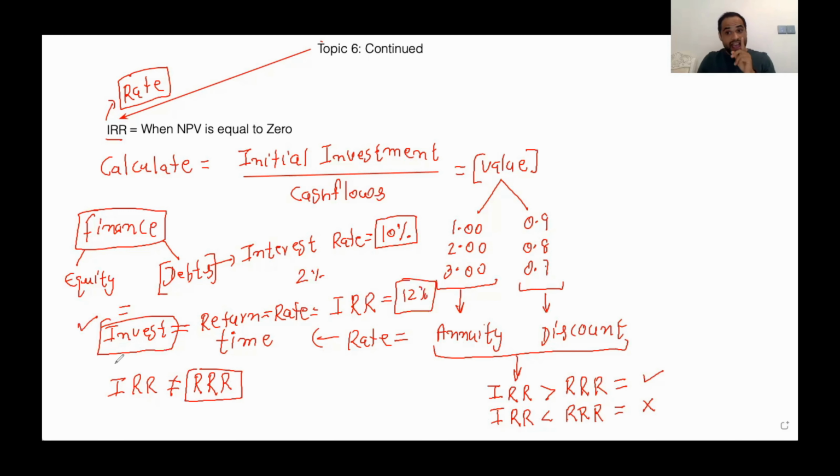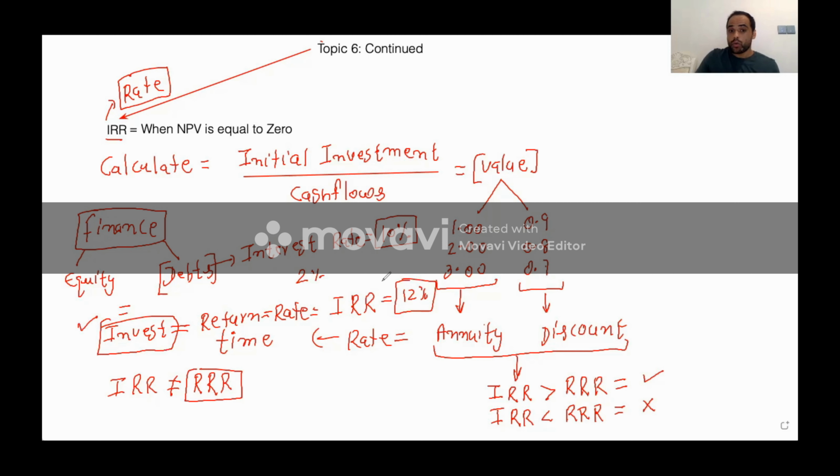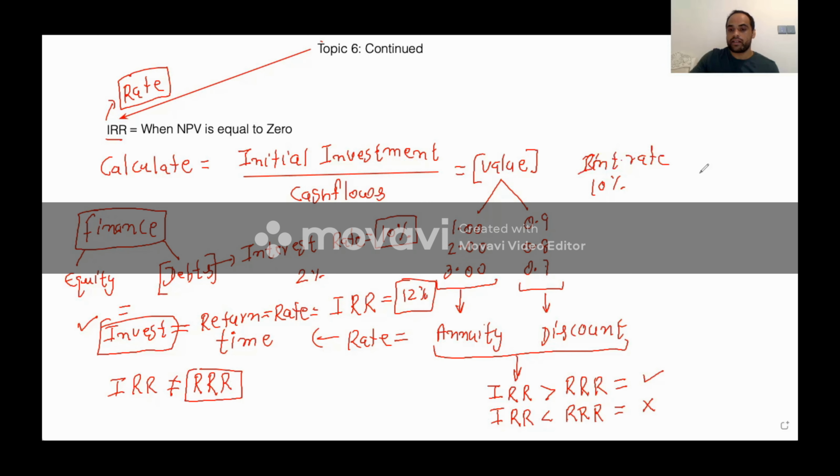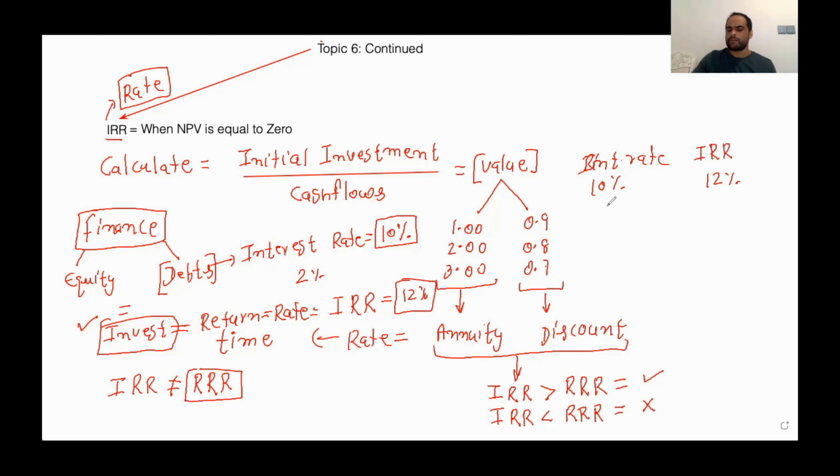You never, ever find any project which gives you 10% or less than 10%. All right. So 10% is your discount rate or interest rate. And let's say 12% is your investment rate. This is called IRR. Right? You don't want any project which gives you IRR less than 10%.